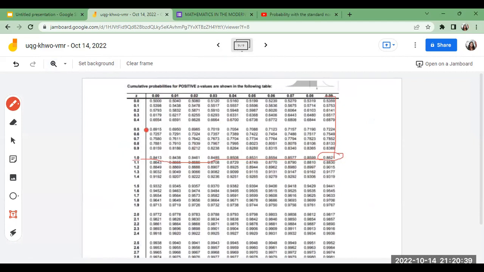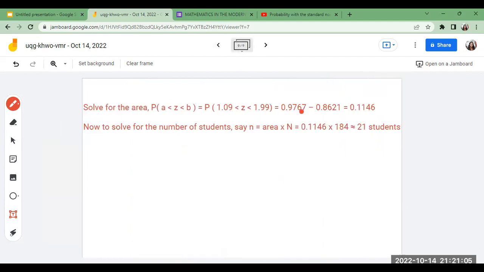And then for 1.99, positive din siya. So the first is 1.9. Ito, si 1.9. And then, second decimal place is 9. So dun tayo kay 0.09. And then yung tapat nilang dalawa, that is 0.9767. Ayan. And then, applying what we did in case number 3, we will subtract the bigger area to the smaller area.